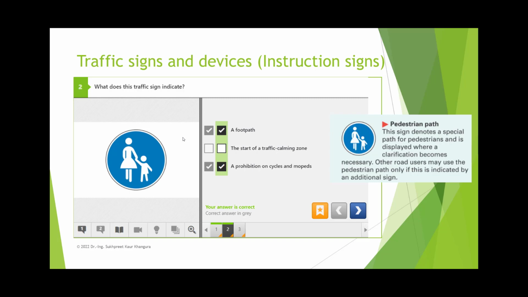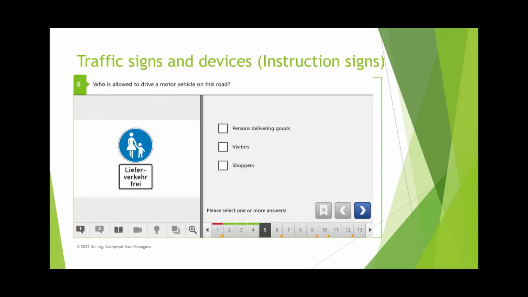Let's switch to a question with an additional sign. So what we see here, this question we have already done before. What is this? It's a pedestrian path. And this is an additional sign. Lieferverkehr frei. It means this path is also free for those persons who want to deliver goods. Person delivering goods seems to be the correct option.